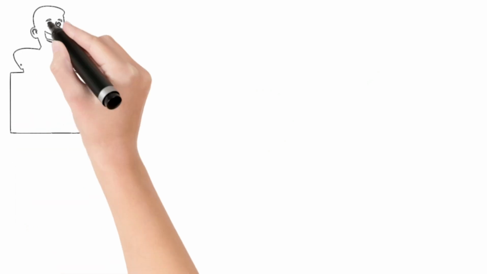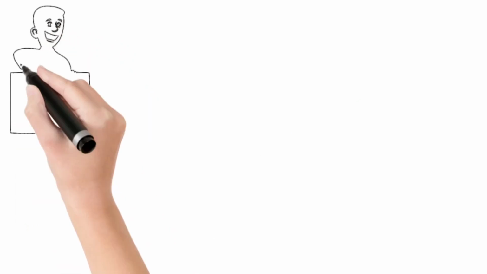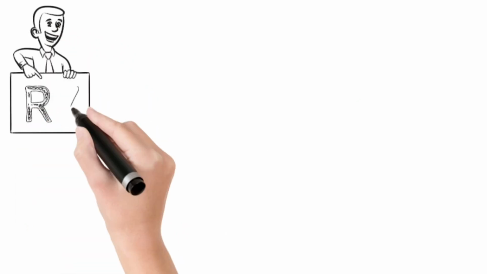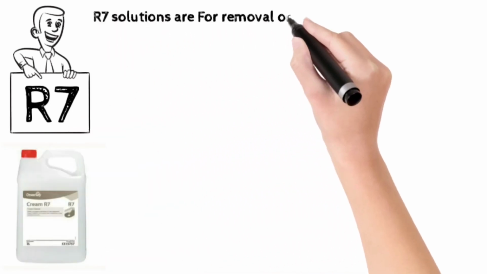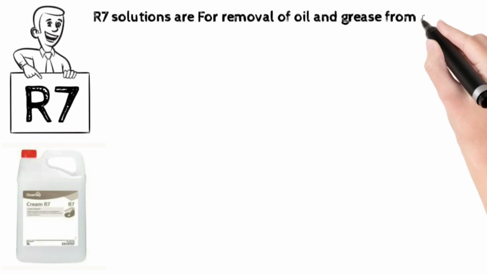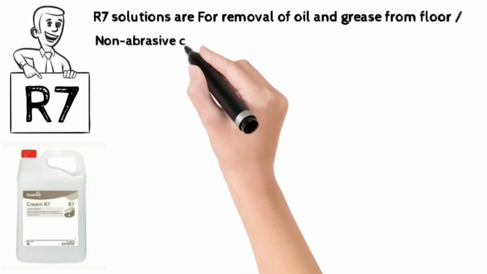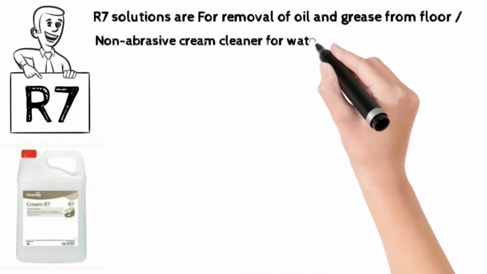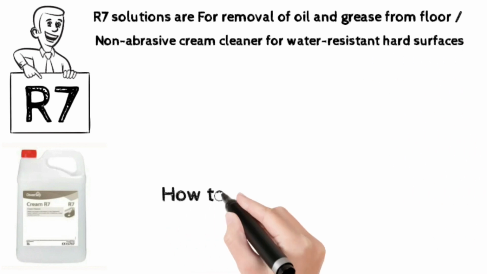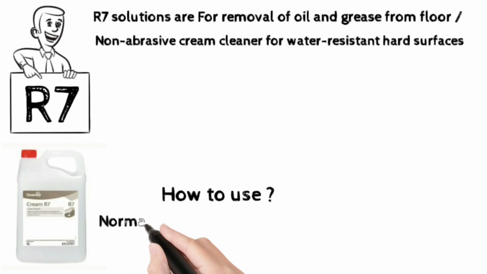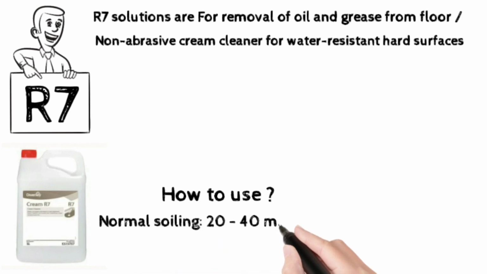R7. What is R7? R7 solutions are for removal of oil and grease from floors, a non-abrasive cream cleaner for water-resistant hard surfaces. These solutions are used to remove heavy stains caused at work by grease, paintings, cooking wastage, etc. How to use this R7? The container shown has concentrated liquid. To dilute and use, we have to follow the below measurements.